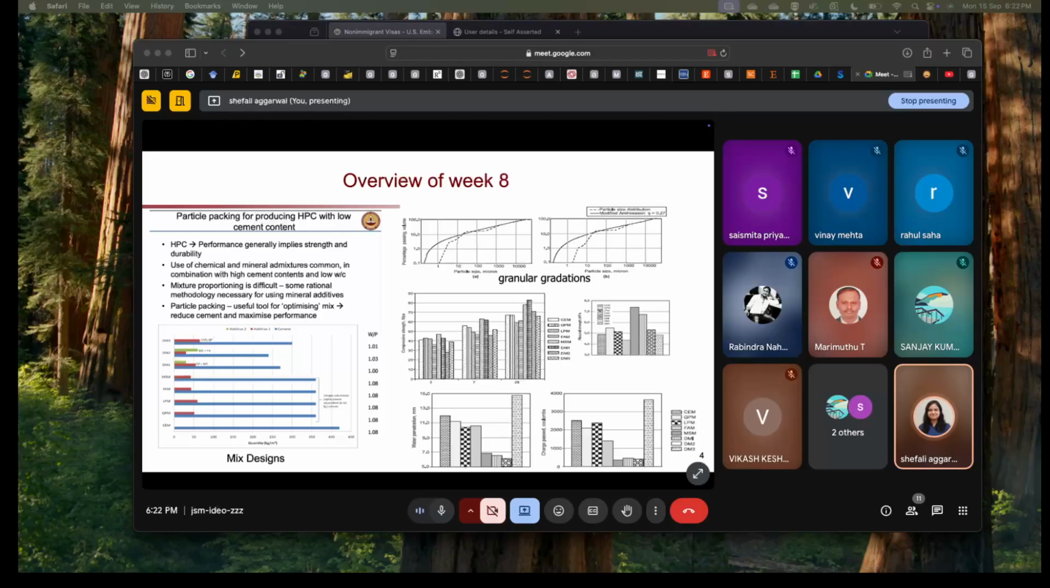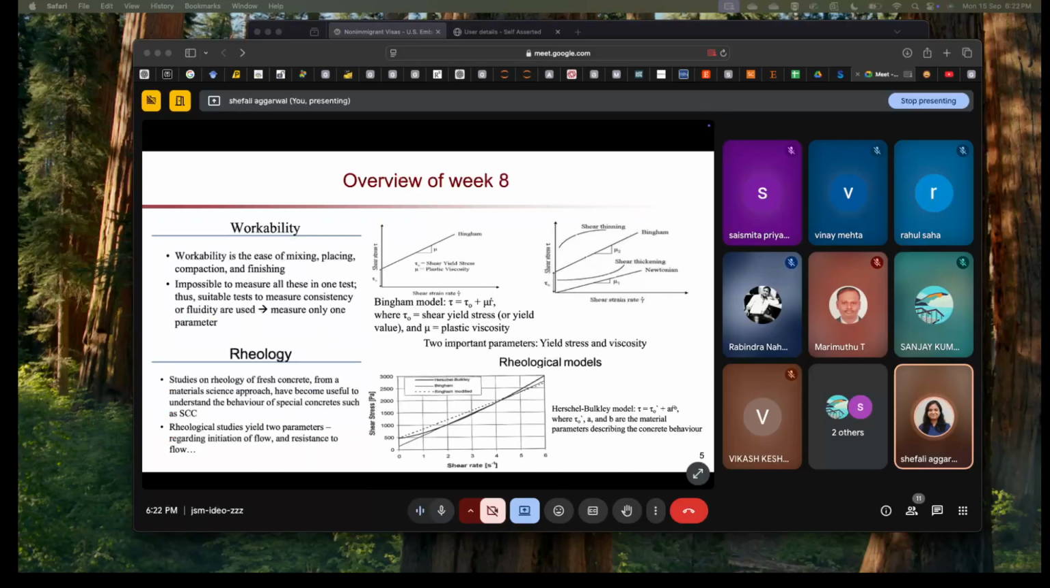Now if we talk about the fresh concrete system, the most common thing which we all know about fresh concrete is that we check the workability of our fresh concrete. How we actually do it on site is slump, right? Slump test. That is how we are defining workability. It is the ease of mixing, placing, compaction and finishing of a concrete without losing its flowability. It is impossible to measure all these things in one test. Suitable tests to measure consistency or fluidity are used, where we are measuring only one parameter, that is fluidity.